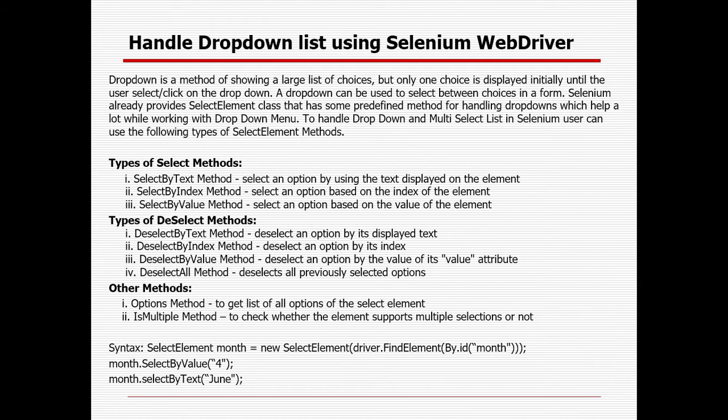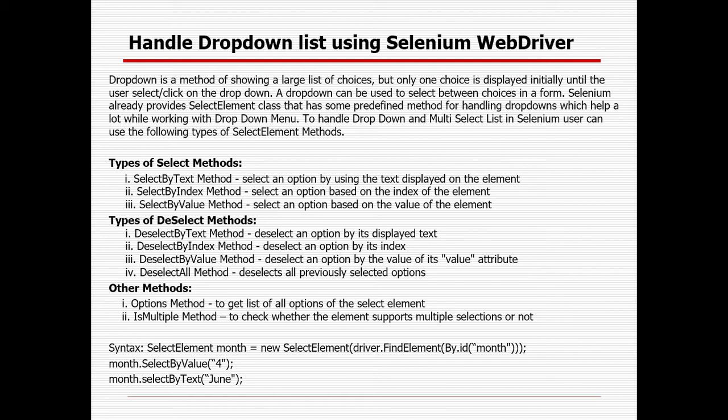A drop-down is a method of showing a large list of choices, but only one choice is displayed initially until the user selects or clicks on the drop-down. A drop-down can be used to select between choices in the form.